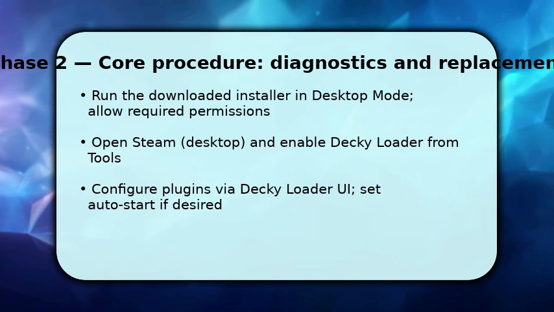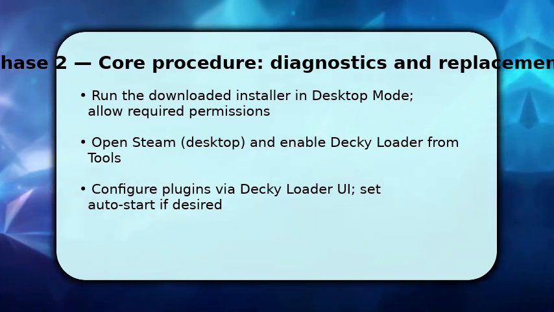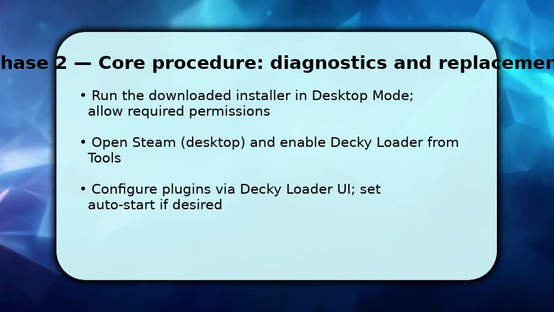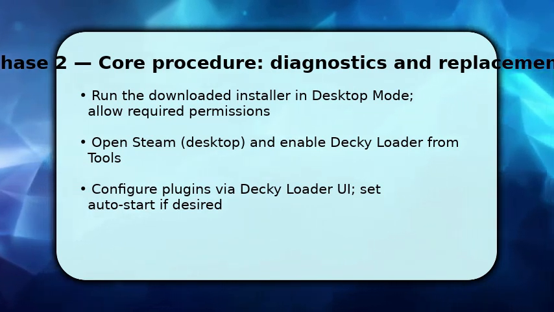You run the installer you downloaded in desktop mode, grant any requested permissions, and wait for the script to complete. Once the installer finishes, open Desktop Steam and look for Decky Loader under Tools. Enable it so Steam loads it next time.